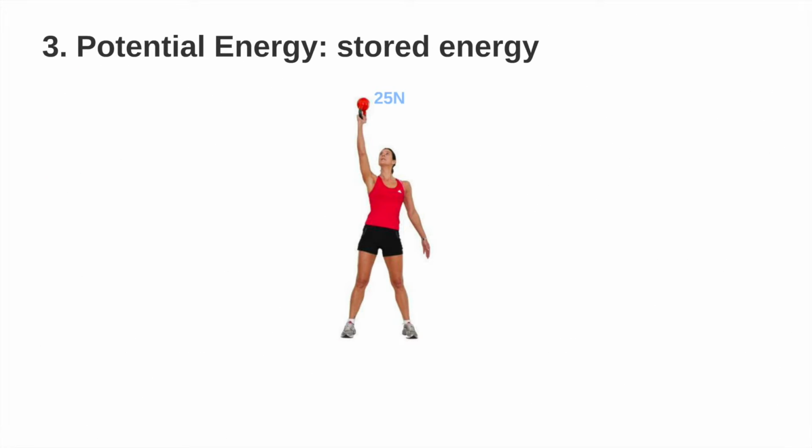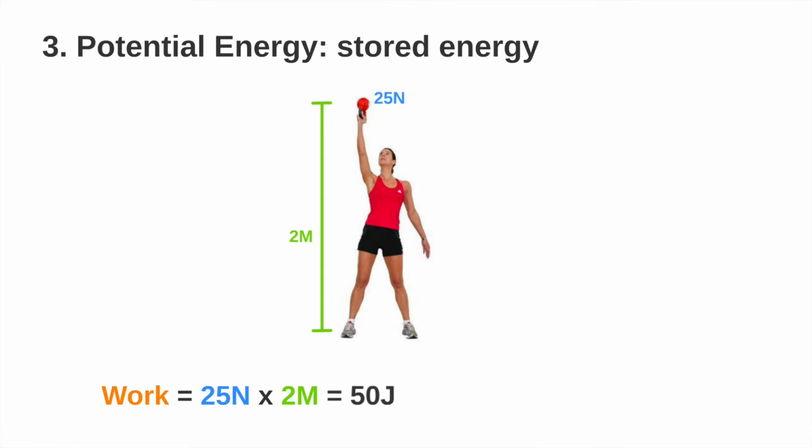So, if an object weighing, say, 25 newtons, is lifted 2 meters off the Earth's surface, the work done on the object is 50 joules. After being lifted, the object contains 50 joules more energy than before it was lifted.